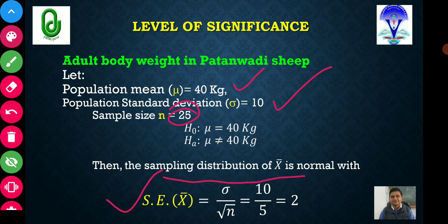So here the standard deviation is given as 10 and the sample size was 25, so the square root of 25 is equal to 5. So the standard error of this sample is 2. Just remember the standard error of the sample is 2.